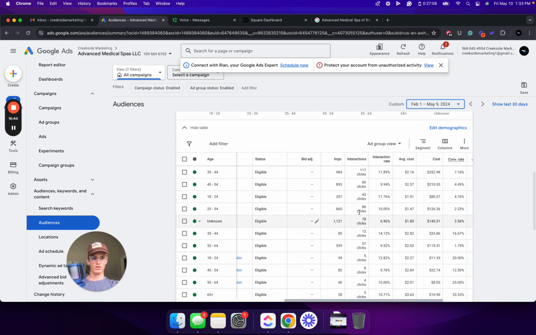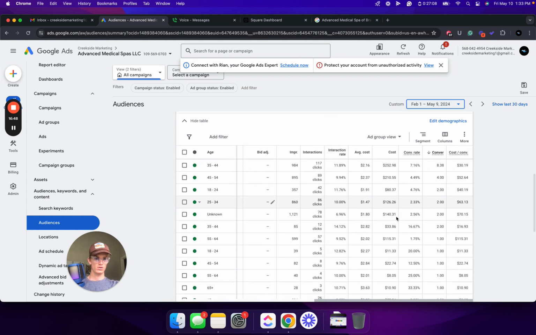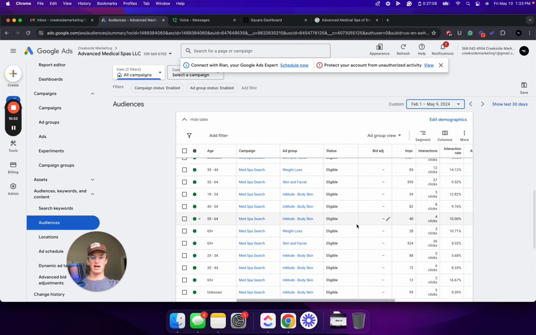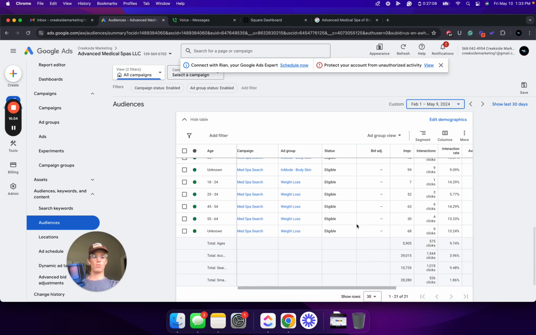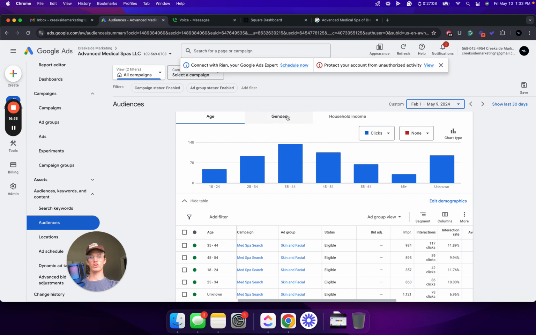Okay, so skin and facial seems to be getting most of the conversions. As you can see, there's a lot more data to deal with. We might not want to make this adjustment just yet, because we just made such a major adjustment in gender. We probably want to wait for the gender one to play out for 2 weeks or so as we collect data on that, and then come in and make the adjustment based on age.